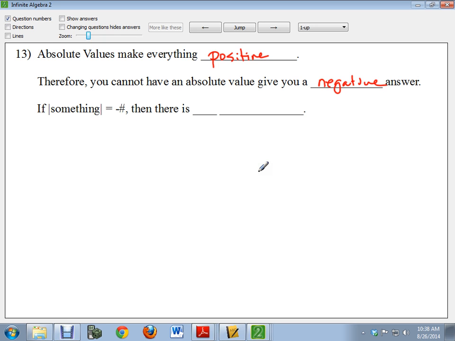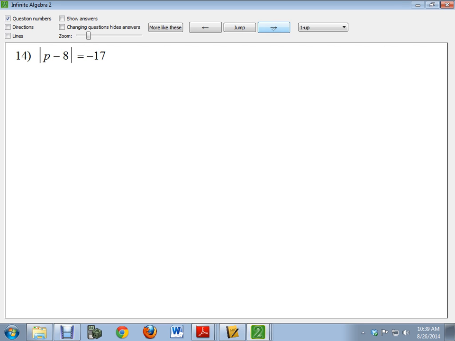If you have the absolute value of something that is supposed to be equal to a negative number, there is no solution to that equation. And this happens from time to time.